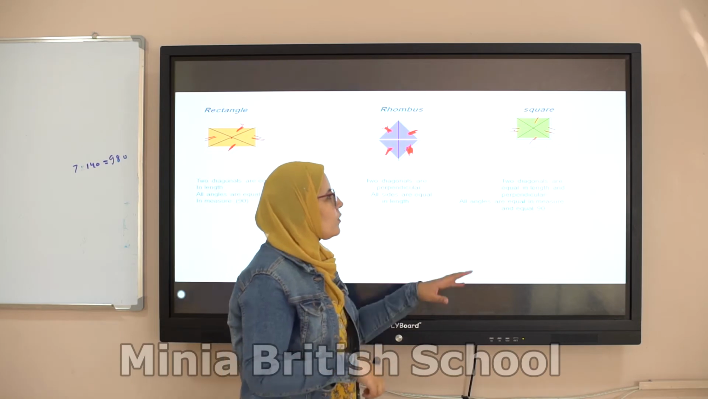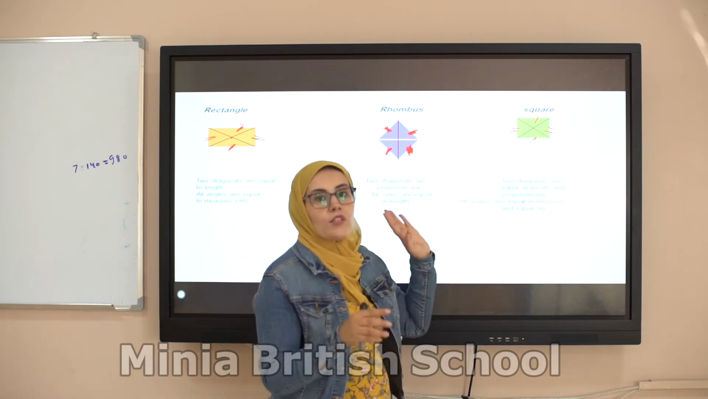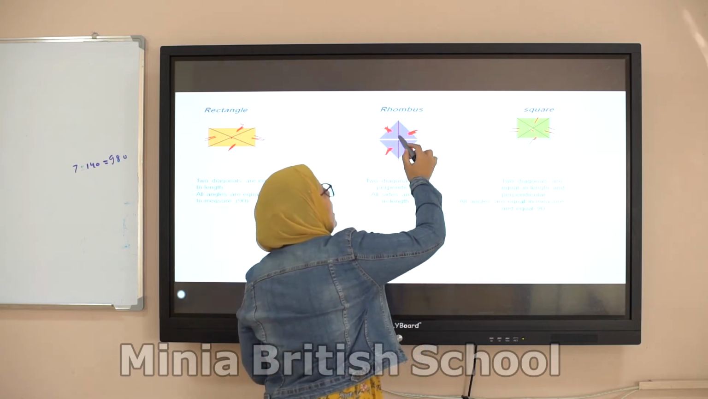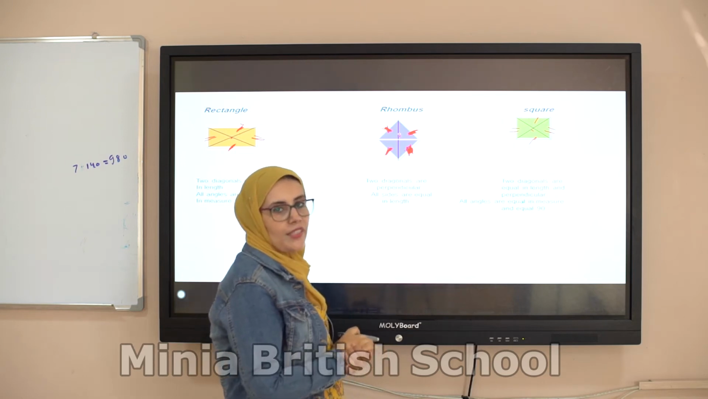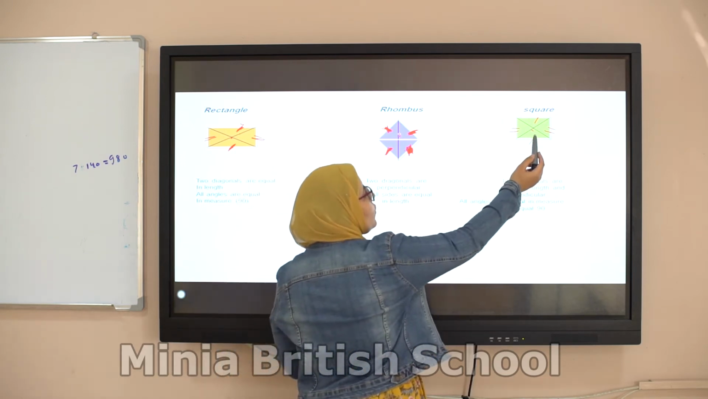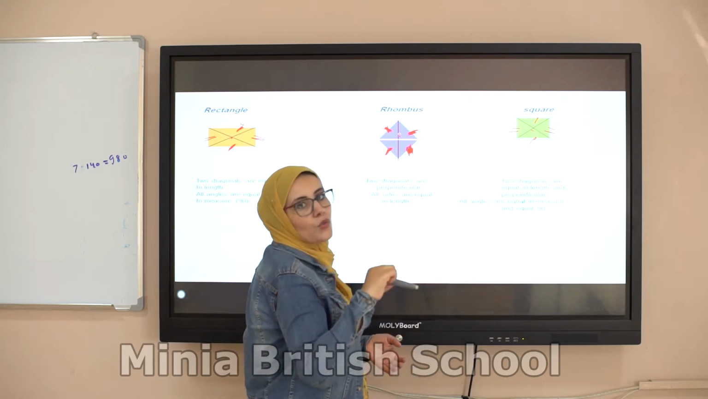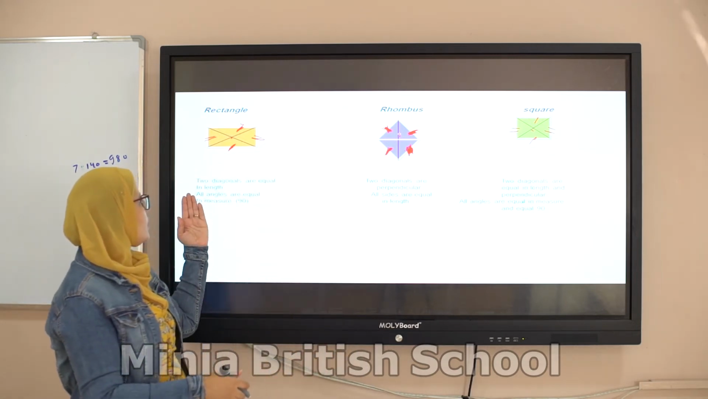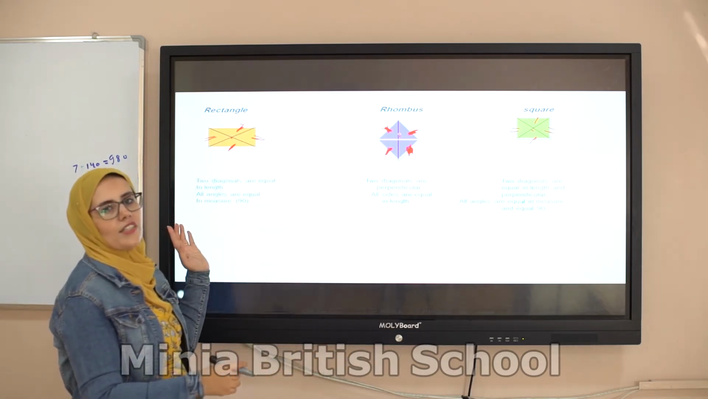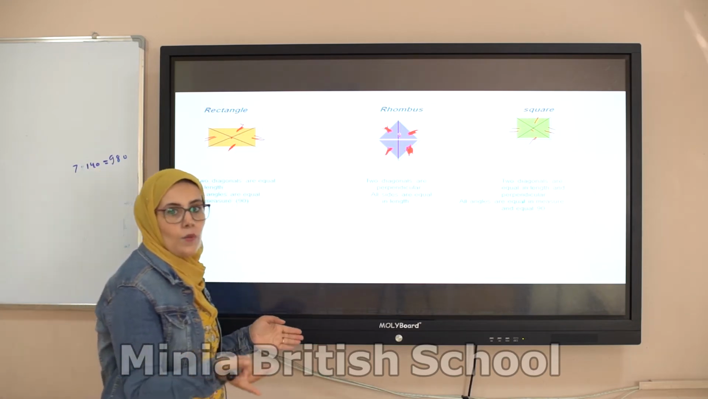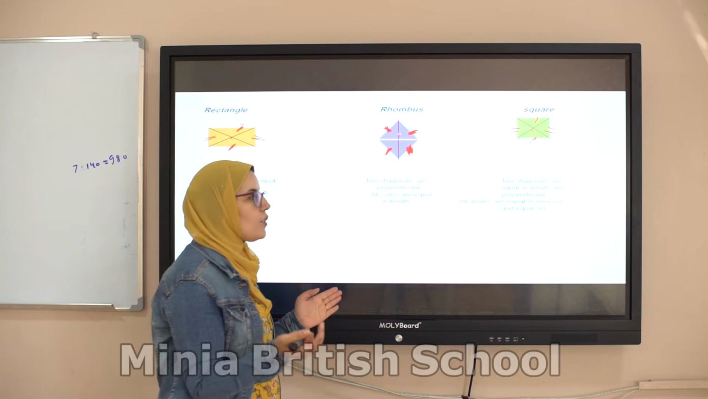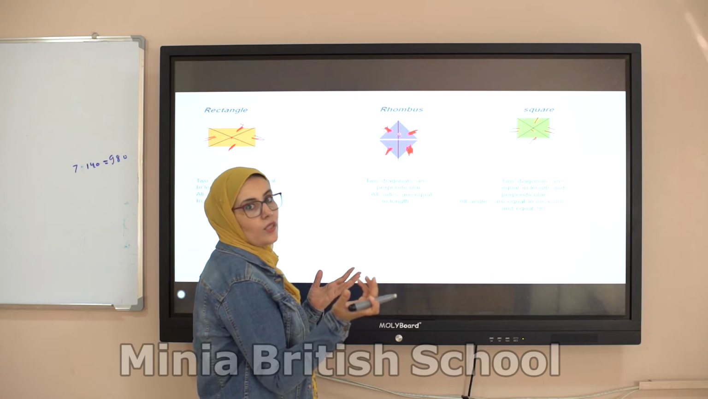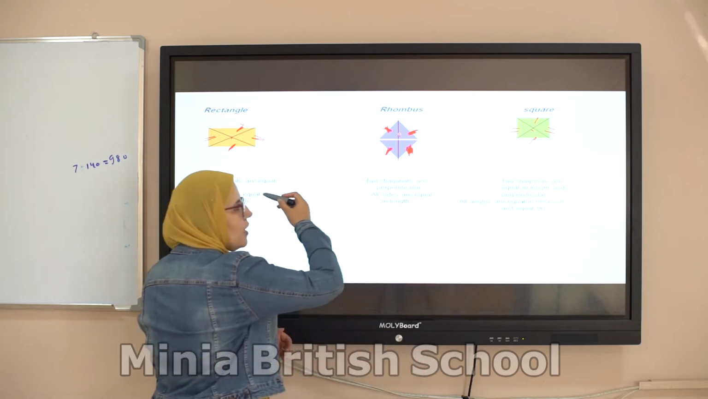What about the diagonals? Also, the diagonals in both of them are perpendicular. So the diagonals here are perpendicular, and the diagonals here are perpendicular. But the diagonals of a square are equal in length too: perpendicular and equal in length. Here the diagonals are equal in length, but they bisect each other, not perpendicular. So the diagonals are perpendicular in a rhombus and square only. The diagonals are equal in length in a square and rectangle.